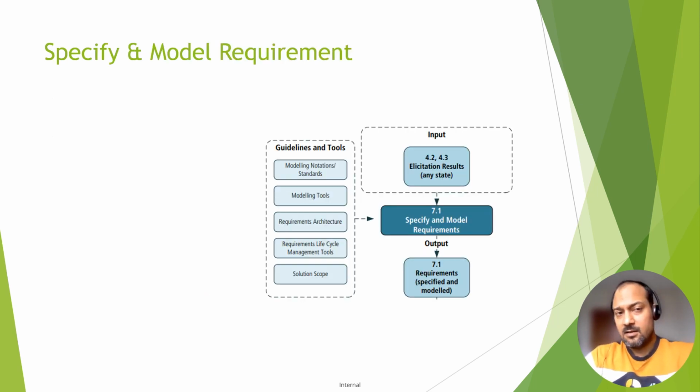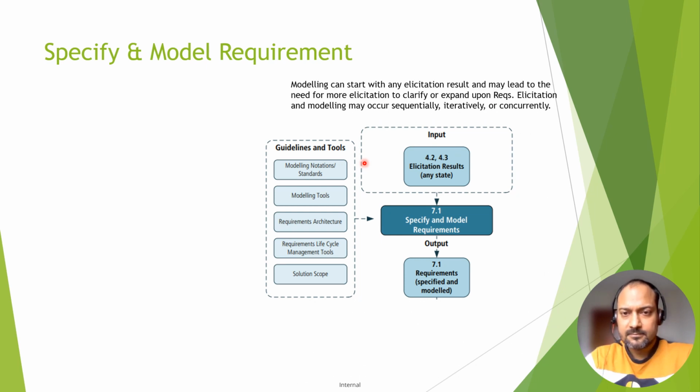Now, specify and model requirements. We have different inputs. Guidelines and tools are also considered as input for this, and the important input that we have already discussed, which is elicitation result in any state. So modeling can start with any elicitation result and may lead to the need for more elicitation to clarify or expand upon requirements. Elicitation and modeling may occur sequentially, iteratively, or concurrently.